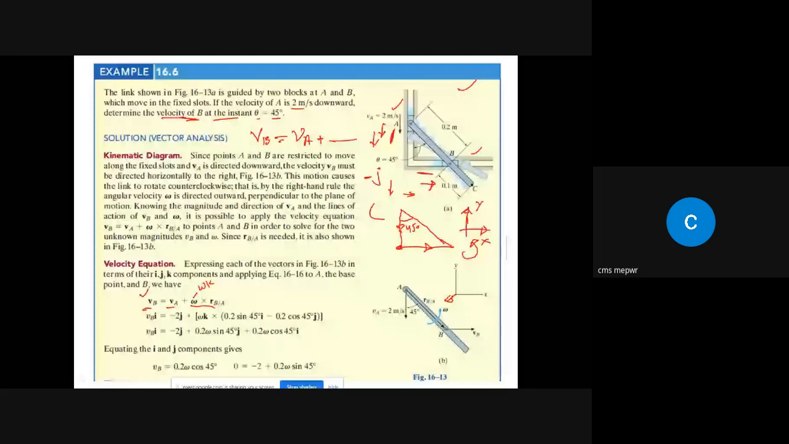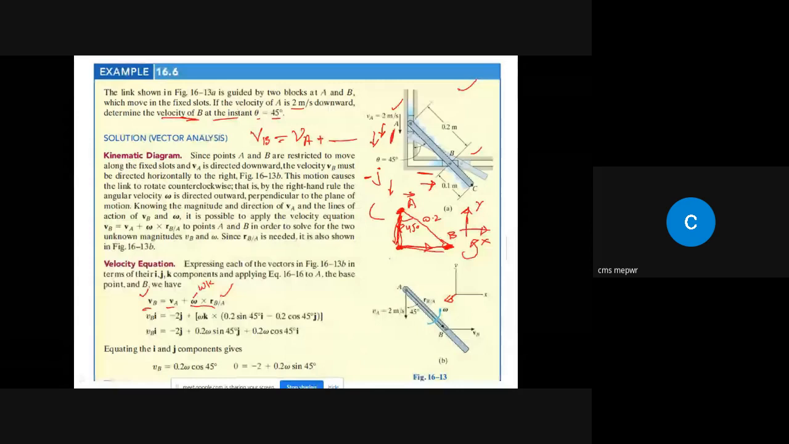RB by A, we need to find out this thing. This was the position. What are we given? We are given this 0.2, and we need to find this value and this value. If we do so, we can find this RB by A, the position of point B with respect to point A. So we start with this one. We need this distance and we need this distance.